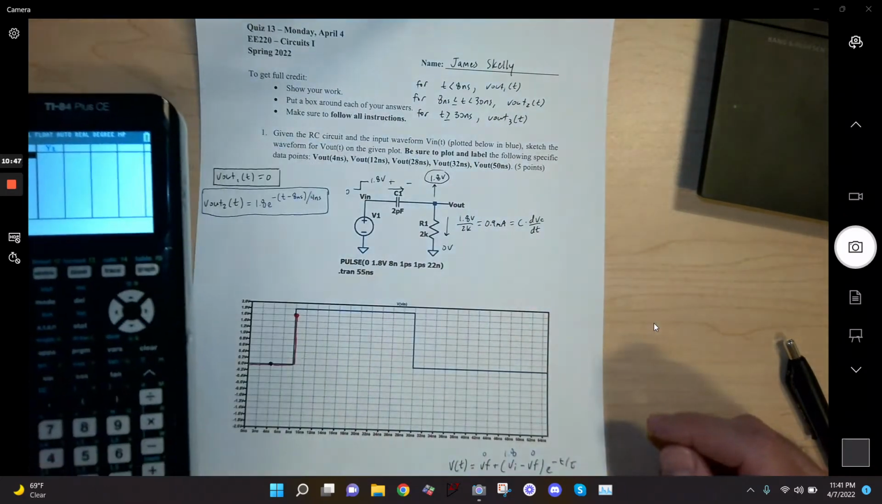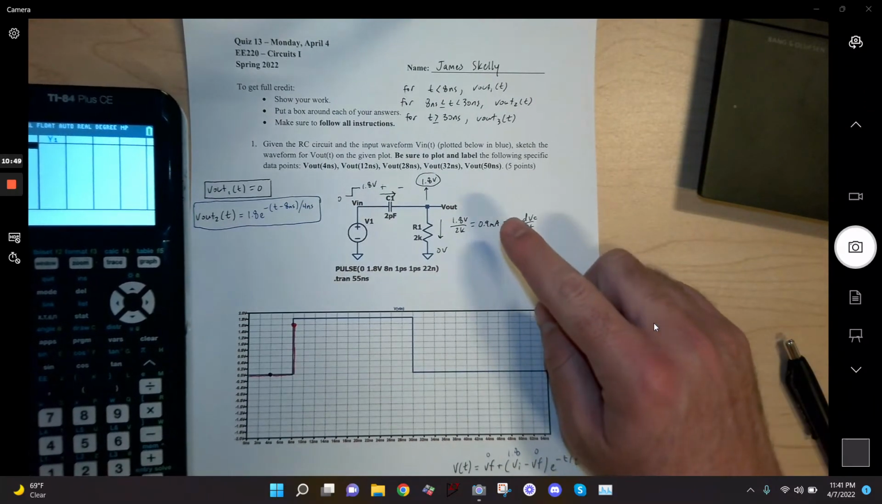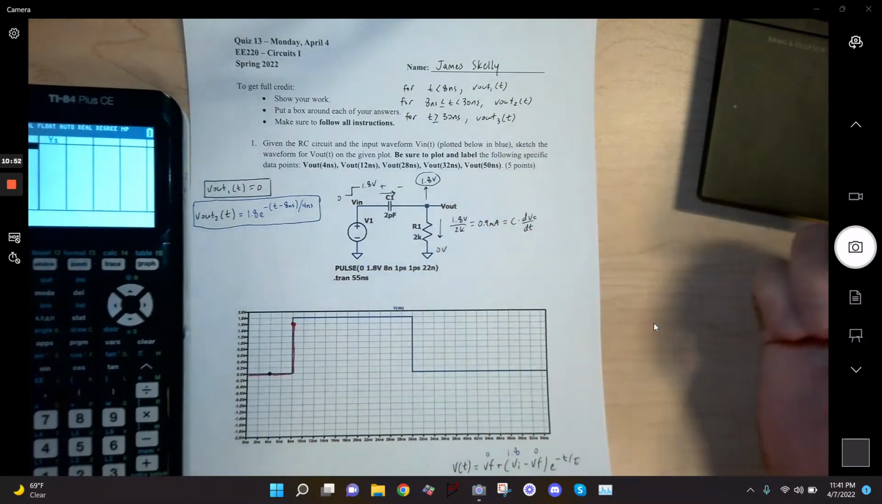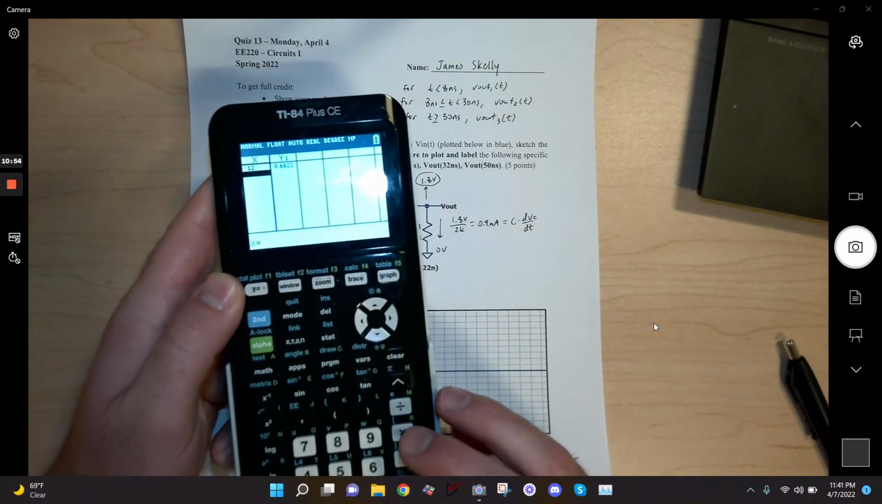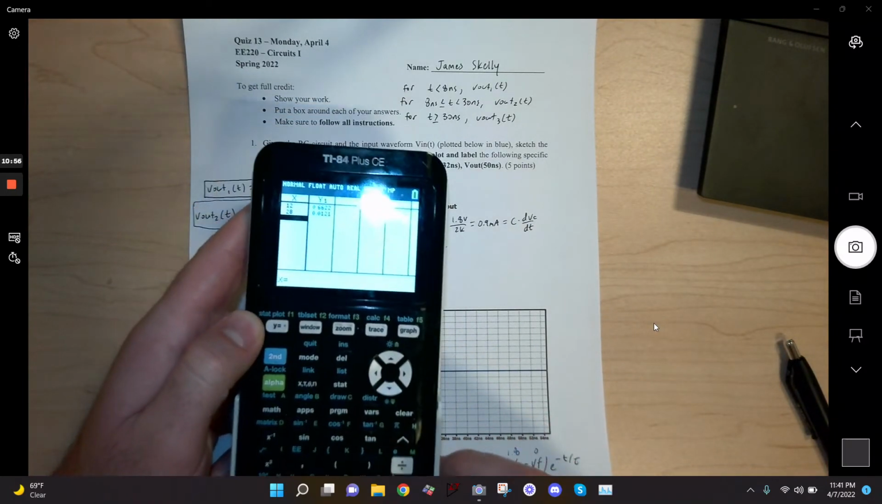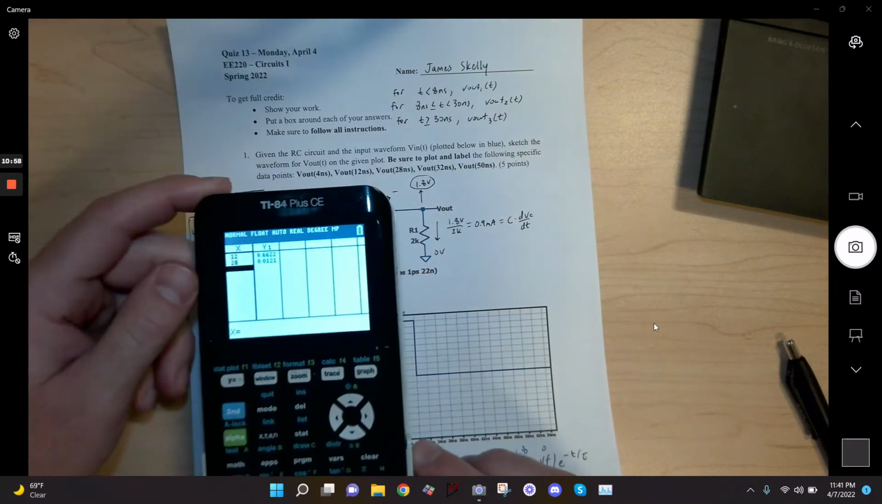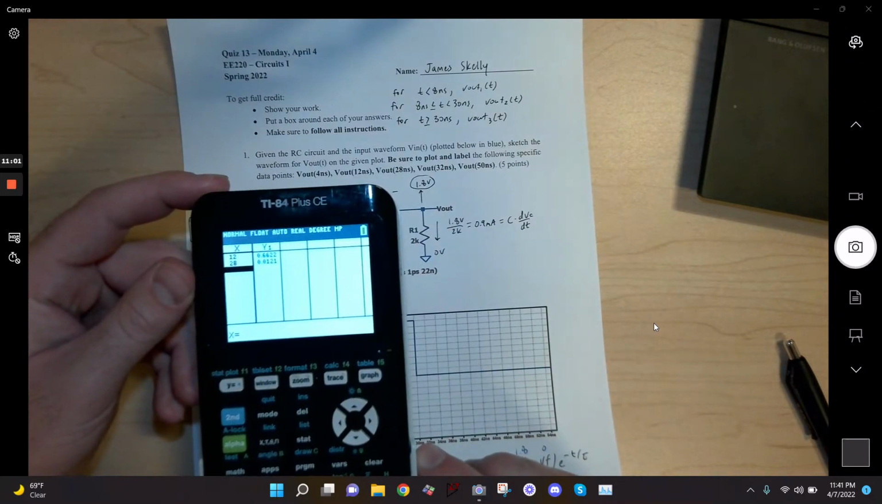Okay, so what data points do I have that fall in this time range? I have 12 nanoseconds and 28 nanoseconds that I'm looking for. So let's plug in 12 and let's plug in 28. Okay, so those are my two voltages. Everybody see that? 0.662 and 0.0102.